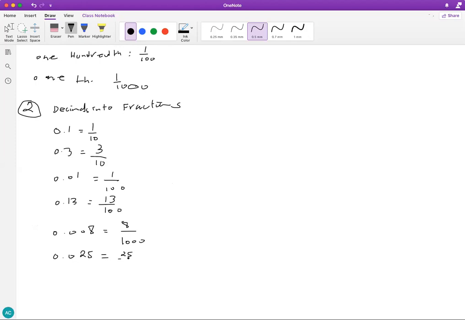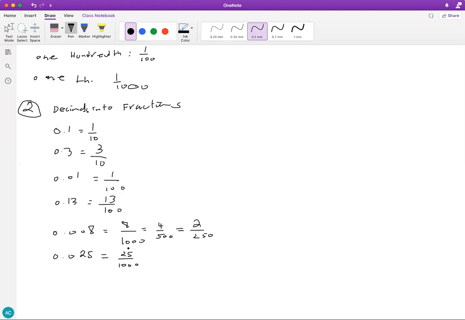By the way, these fractions can be reduced. For example, here we can at least reduce by 2. That will be 4 over 500. We can reduce that by 2 again. We divide both by 2, it will be 2 out of 250. This is reduced to the lowest terms.